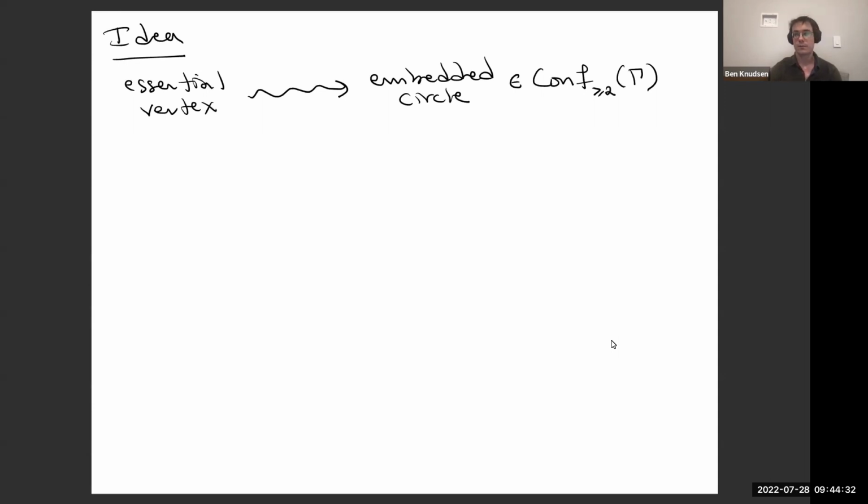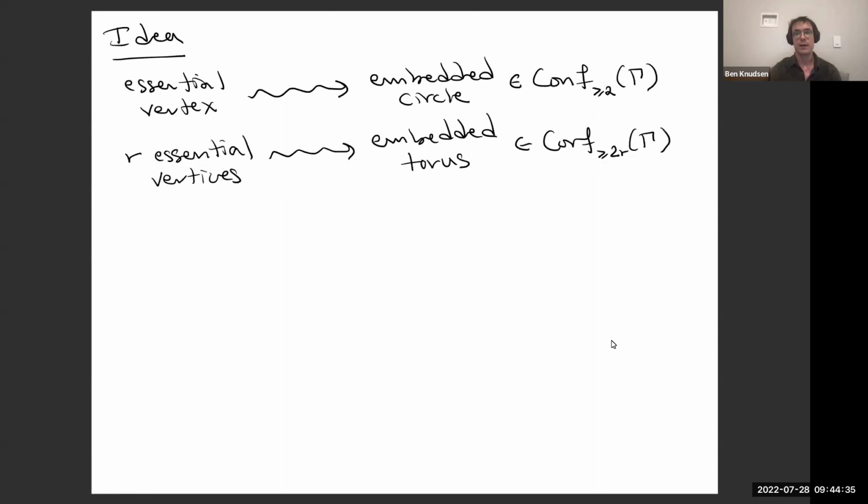And then if you take the idea slightly more seriously, you will see that if you have a bunch of essential vertices, then you can do this move separately at each of them, right? I can have two particles dancing around near one of the vertices and two more dancing around at another of the vertices, etc. So if I have some number of essential vertices, then I actually get a torus of that dimension, an R-dimensional torus, where R is the number of essential vertices. And that is a torus that is embedded inside of the configuration space of any number of particles, at least twice the number of essential vertices I was using.